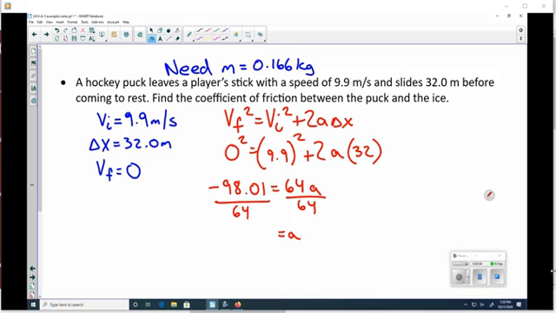So we find the acceleration is negative 1.53 meters per second squared. Now that we know the acceleration, we need to find the coefficient of friction between the puck and the ice. Since the only force acting on the puck is the force of friction, we can set the force of friction equal to the puck's mass times its acceleration, using Newton's second law, and from that calculate mu, the coefficient of kinetic friction.